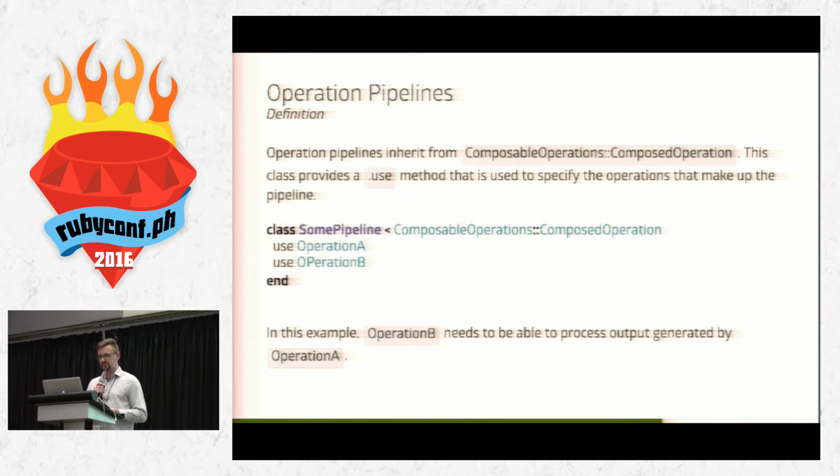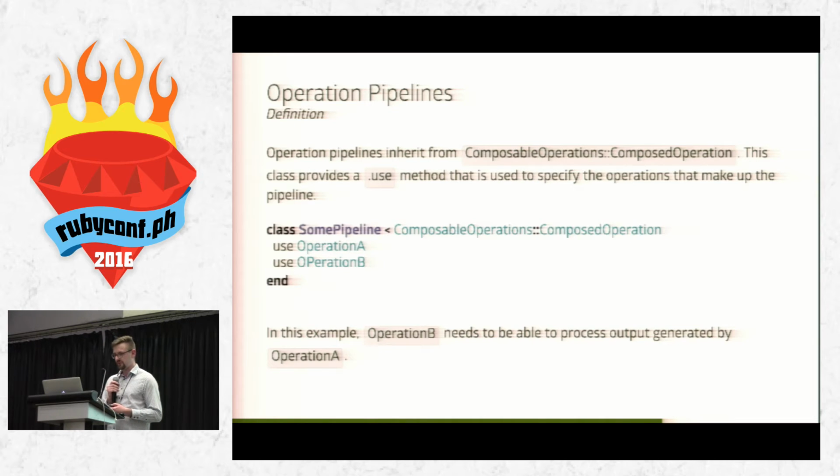With composable operations, it's pretty straightforward to define. With these operations, all you need to do is inherit from composable operations composed operation, and then you get the class method use, which you simply call in the order you want to use the individual operations and string them together as a pipeline.